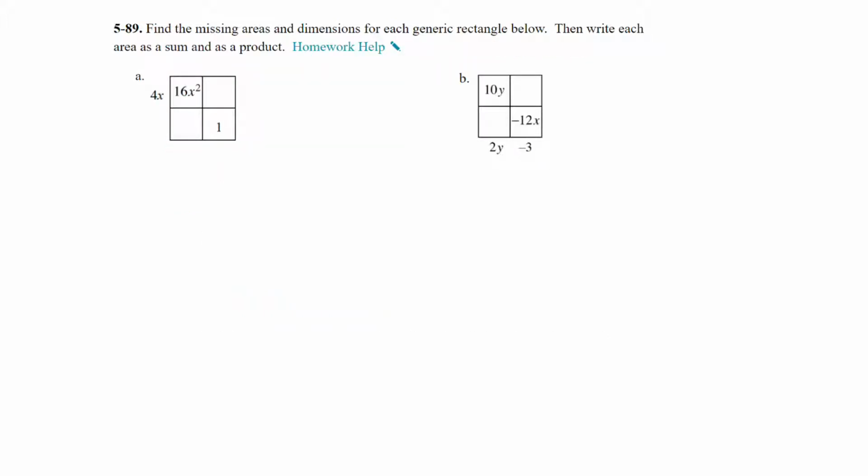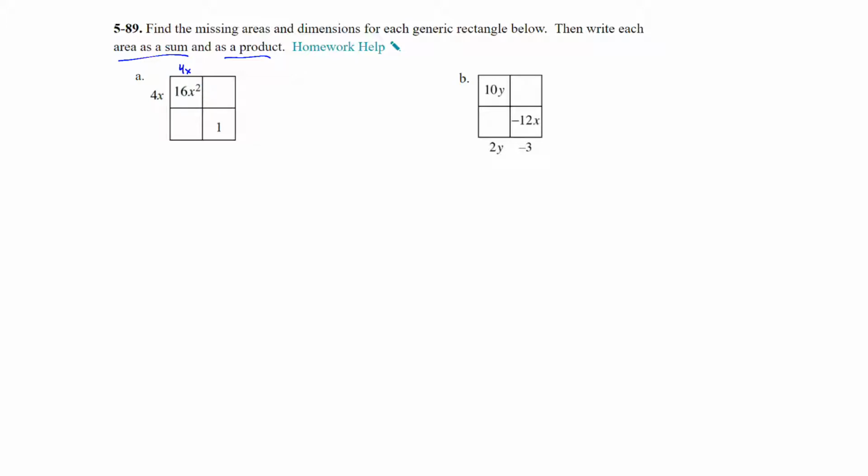Question 89, find the missing areas and dimensions of each generic rectangle below, then write each area as a sum and as a product. So we're going to write it as a sum and as a product. Okay. So let's take a look at A. We have 16x squared as the area given a length of 4x. So what times 4x gives you 16x squared, and that would be 4x. So 4x times 4x is 16x squared.